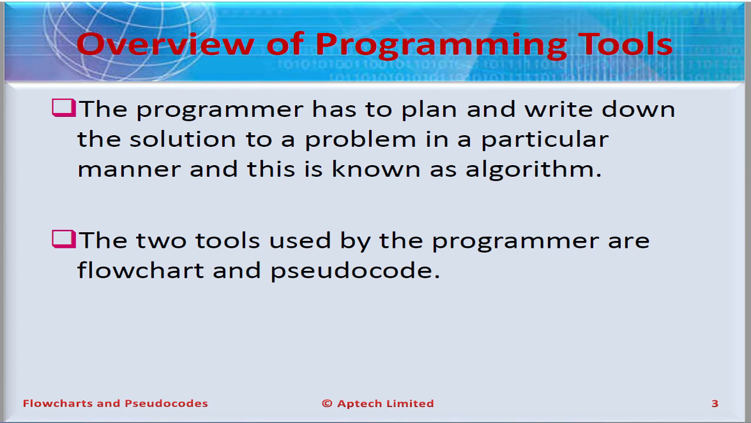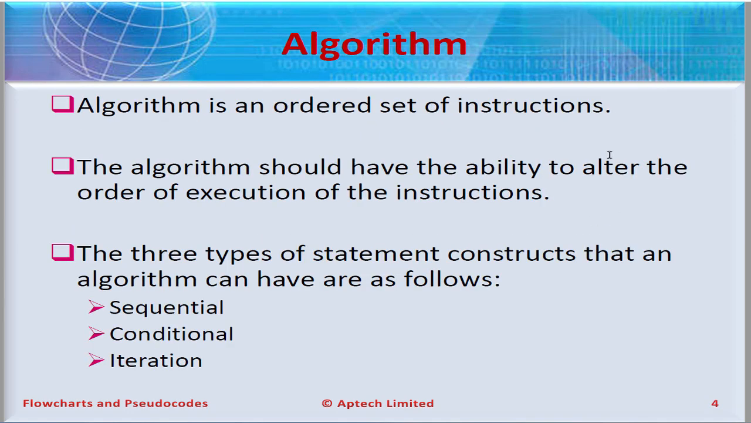Now, if you remember from the previous session, we said that the programmer has to plan and write down a solution to a problem in a particular manner, and basically this is known as the algorithm. The two tools used to do this basically are the flowchart and pseudocode. We start by looking at an algorithm.